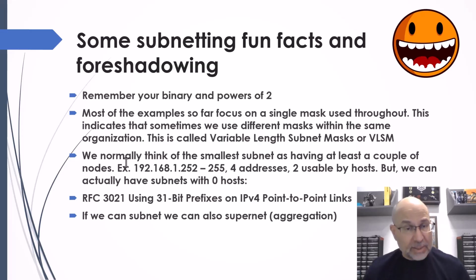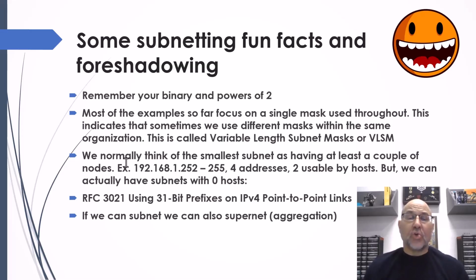Now this indicates that sometimes we use different masks within the same organization or within the same set of networks. So it is very possible to take a whole bunch of subnets and make them equal size, and then take one of those subnets and glue it with another one to increase a chunk of the address space. Or you can take a subnet and further chop it up into smaller and smaller subnets. When we do this, that's called variable length subnet masks, or VLSM.